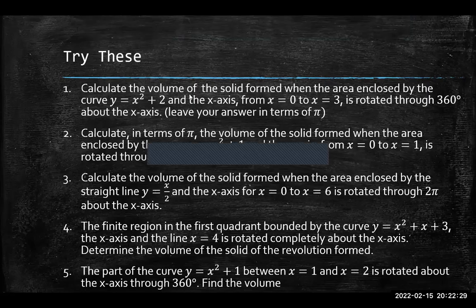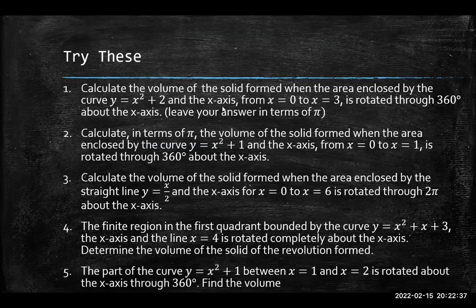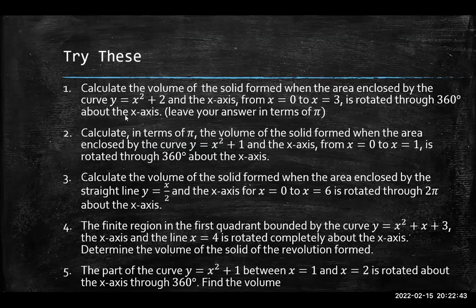What do they want you to do? They want you to calculate the volume of the solid formed when the area enclosed by the curve y equals x squared plus 2 on the x-axis from x equals 0 to x equals 3 is rotated through 360 degrees about the x-axis. And they said to leave your answer in terms of pi. This is really the standard way to do it.